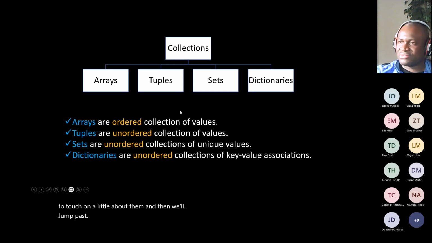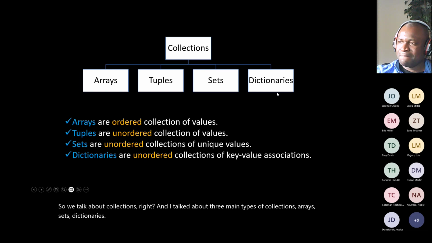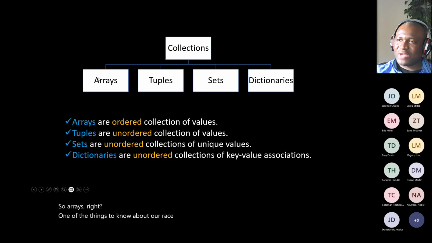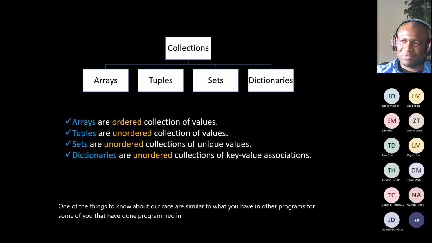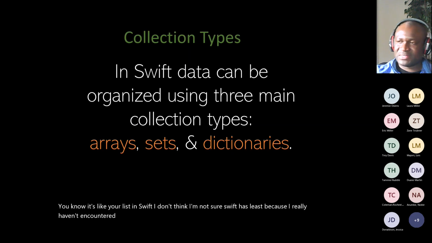So we talk about collections, and I talked about 3 main types: arrays, sets, dictionaries. Arrays, one of the things to know is that they are similar to what you have in other programs, for some of you that have programmed in other languages. It's almost like your list. It's like your list in Swift. I'm not sure Swift has list, because I really haven't encountered that. You have arrays instead.